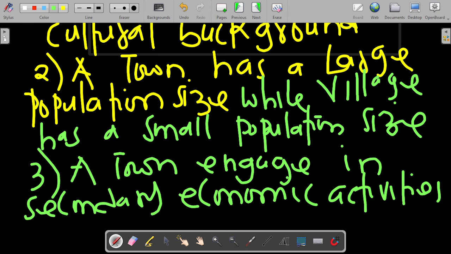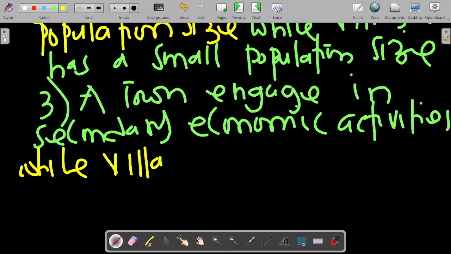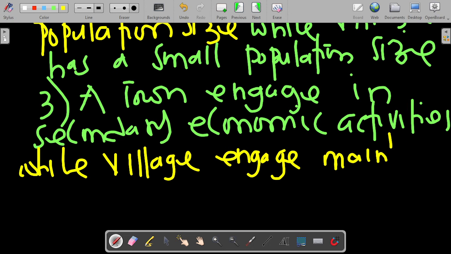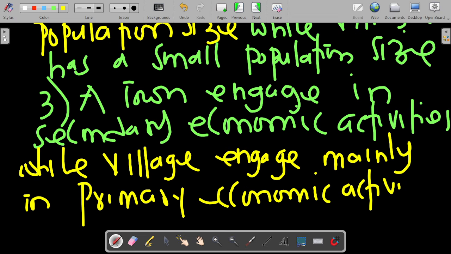They don't get the raw materials from town, they engage in secondary economic activity, while a village engages mainly in primary economic activities such as fishing and farming.